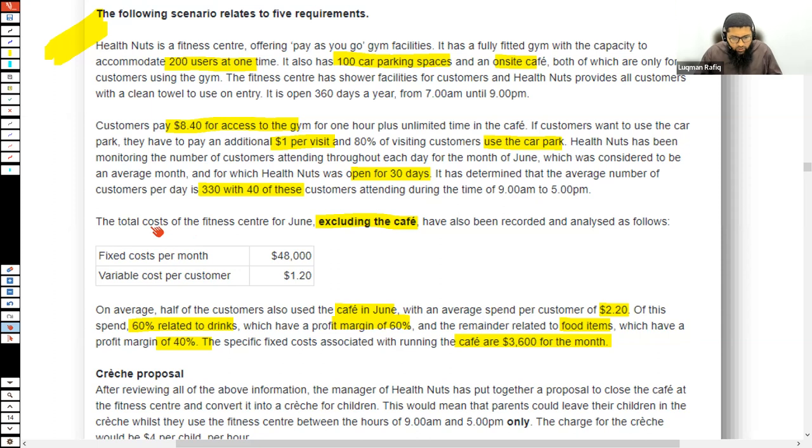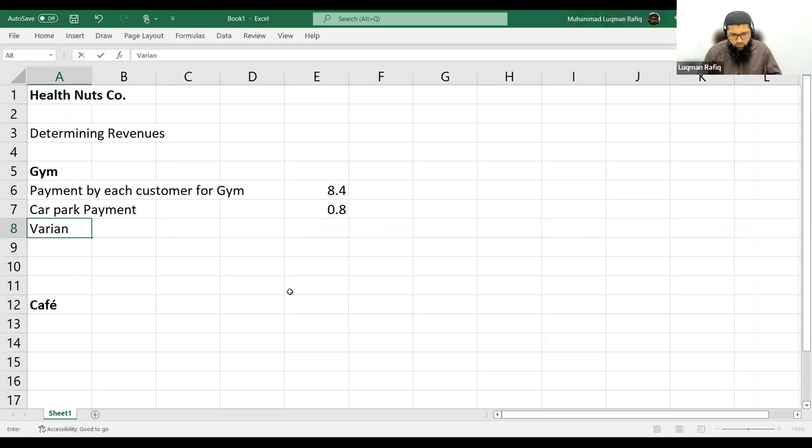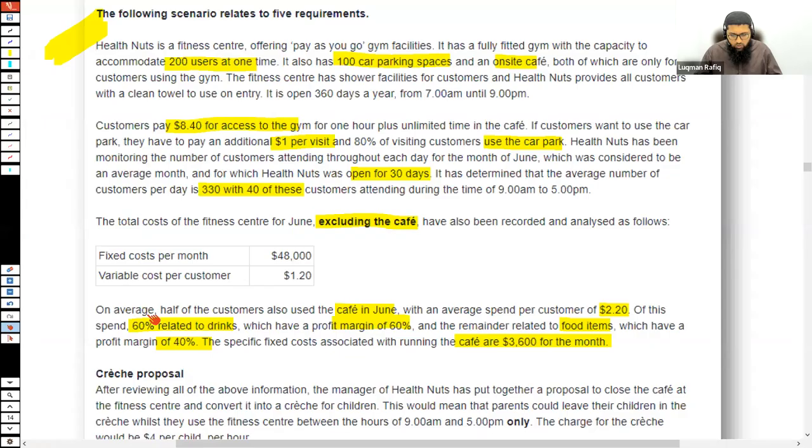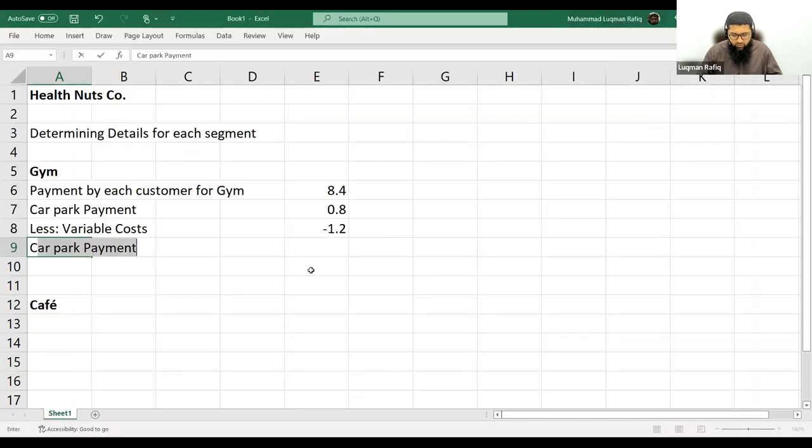Okay, now, so let's actually have a discussion about it. It says the total cost of the fitness center for June, excluding the cafe, have been recorded and analyzed as follows. Variable cost per customer is 1.2. There's going to be less variable cost, which is minus 1.2. So hence, you end up getting contribution per unit.